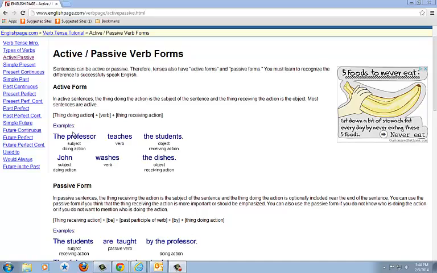For the active form, the subject is doing the action. So the professor teaches, the professor is doing the action, teaching is the action. And the students is what we call the object, and that is receiving the action. So the professor teaches the students. John washes the dishes. So the subject does the action and the object gets or receives the action.